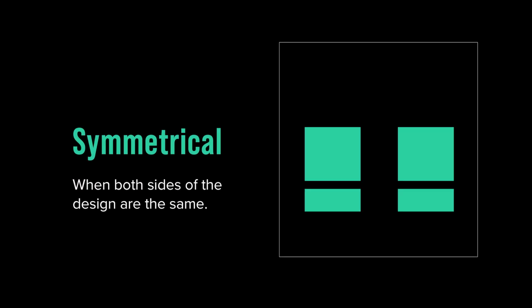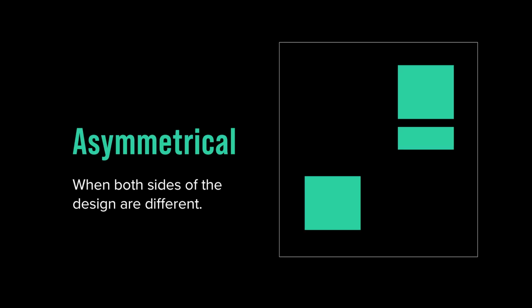In order to achieve balance, there are two basic types you need to understand so that you can use them in your own designs. The first being symmetrical balance. This is when both sides of the design are the same, as you can see how the square and rectangle on the left are the same as the square and rectangle on the right.